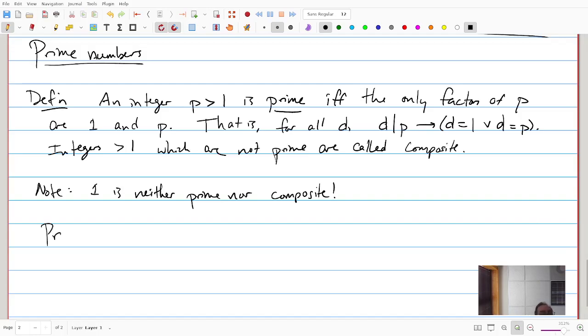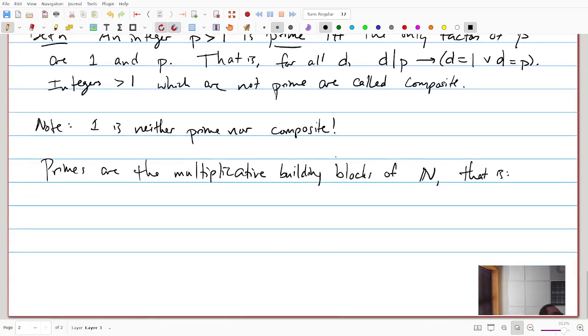So primes are the multiplicative building blocks of the natural numbers. That is, we can actually make this precise. This is a theorem. This is called the Fundamental Theorem of Arithmetic, which tells you something about how important it is.